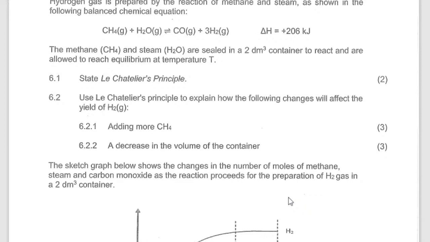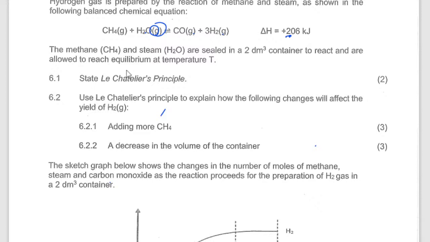So they're saying that, in the first question, hydrogen plus steam, because it's in a gaseous form, plus carbon monoxide gives you this. And then the enthalpy change is positive, which means that the reaction is endothermic. Methane and steam are sealed in a 2 decimeter cubed container to react and allow the reaction to reach equilibrium at temperature T. So they have not specified which temperature. They just say the temperature T.